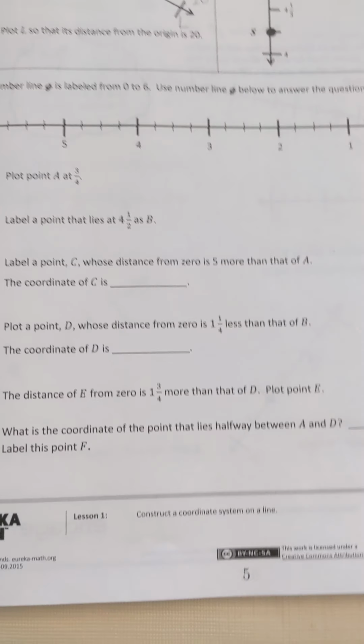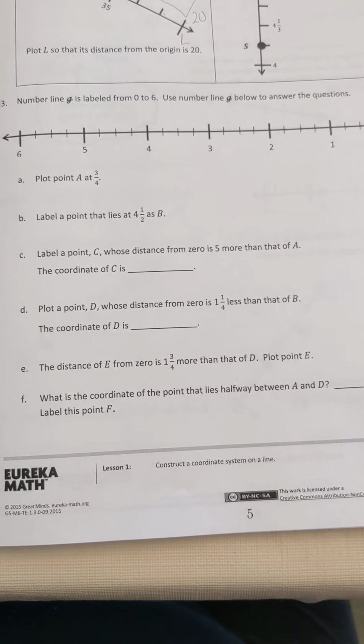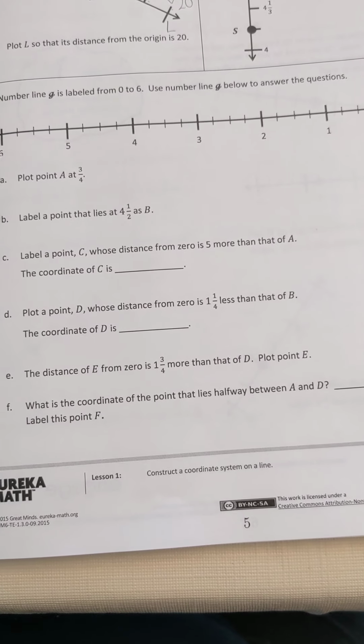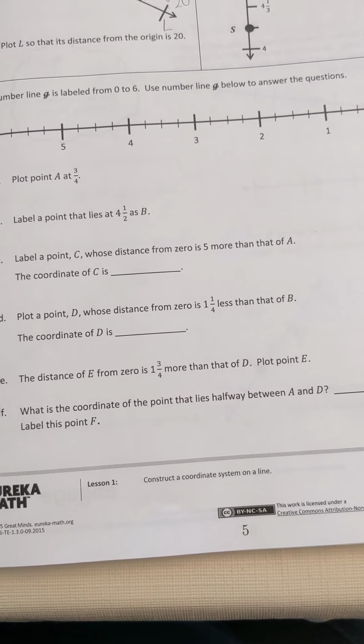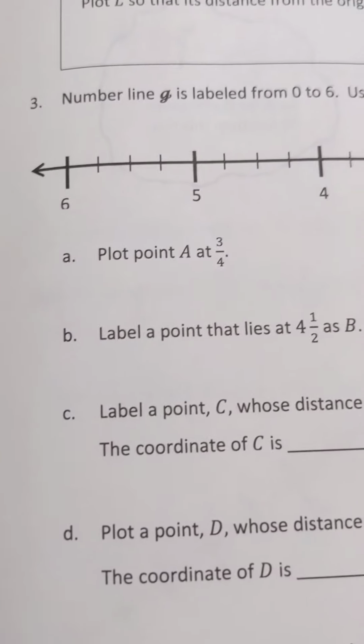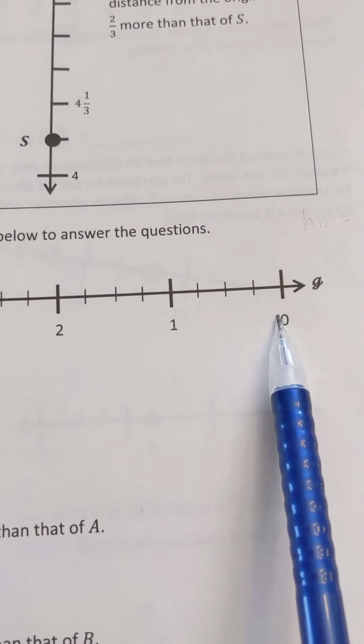So you can skip C and D. We're going to go on to number 3. Labeling number line G is labeled from 0 to 6. Use number line G below to answer the questions. So we see that it starts at 6 on the left and goes to 0 on the right.